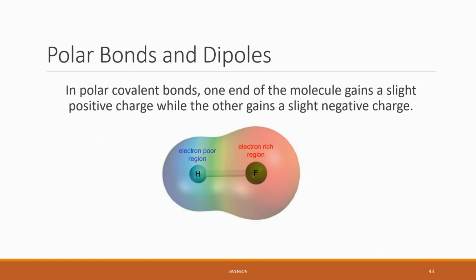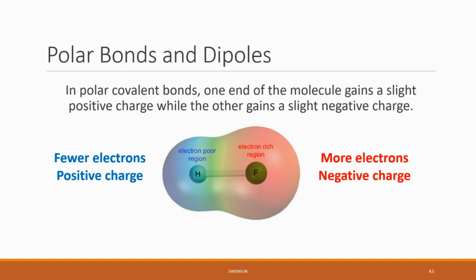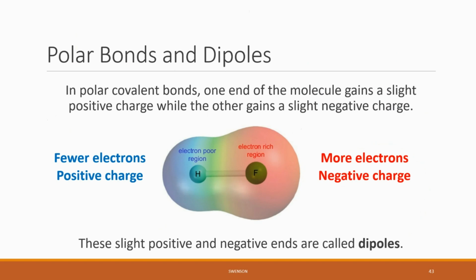So we have the polar bonds and dipoles. In polar covalent bonds, one end of the molecule gains a slight positive charge because it's a little more deficient in the electrons. It's a little lacking in the time that the electrons spend on its side of the molecule, while the other side gains a slight negative charge. And these are the dipoles. So more electrons equals a greater negative charge, and fewer electrons means more of a positive charge. And that's what we mean when we say dipoles.